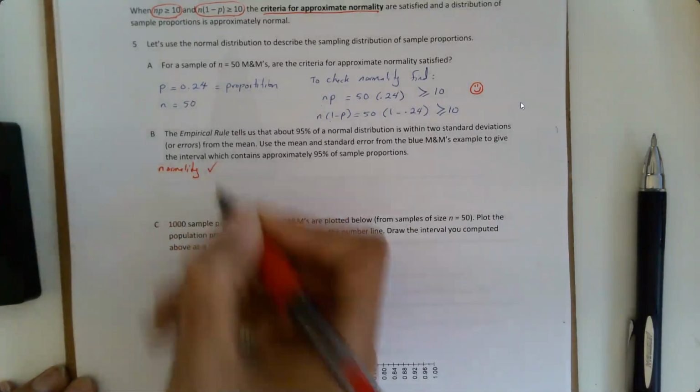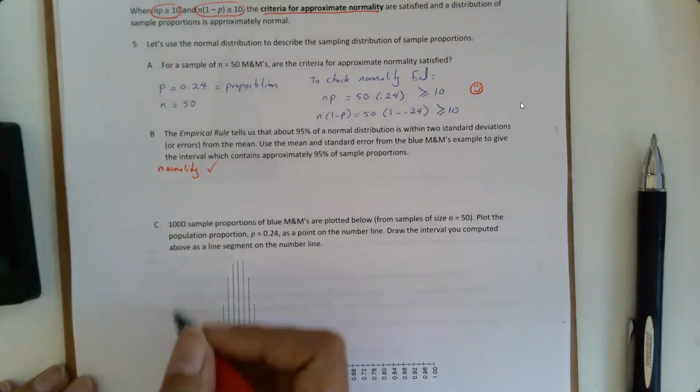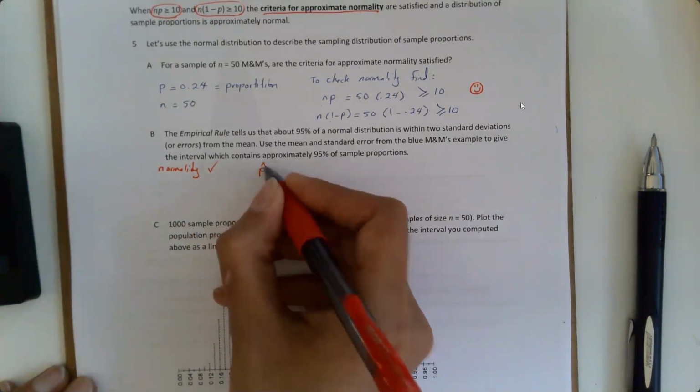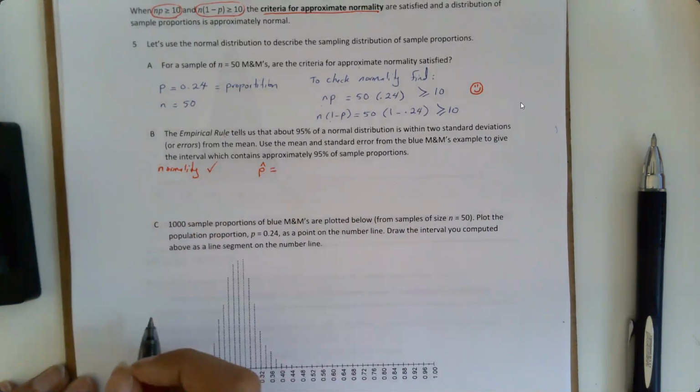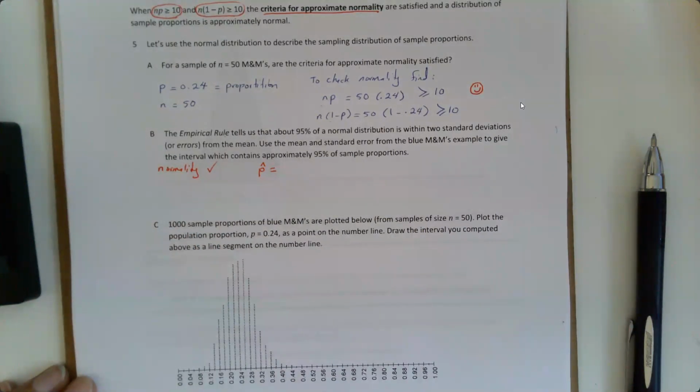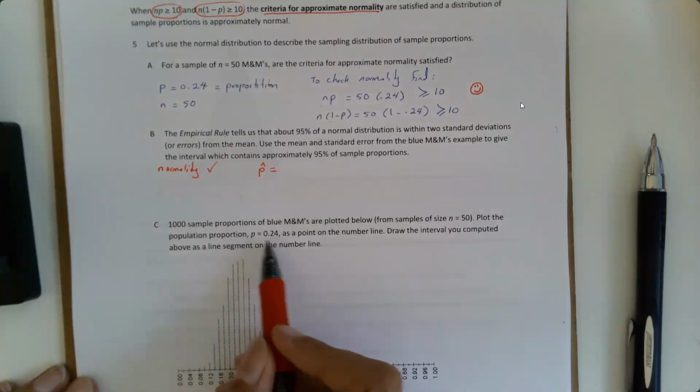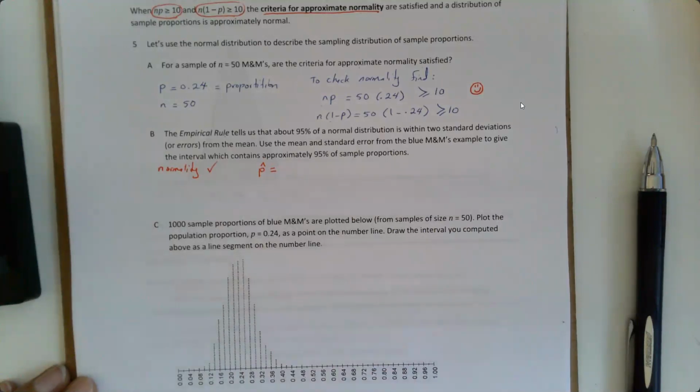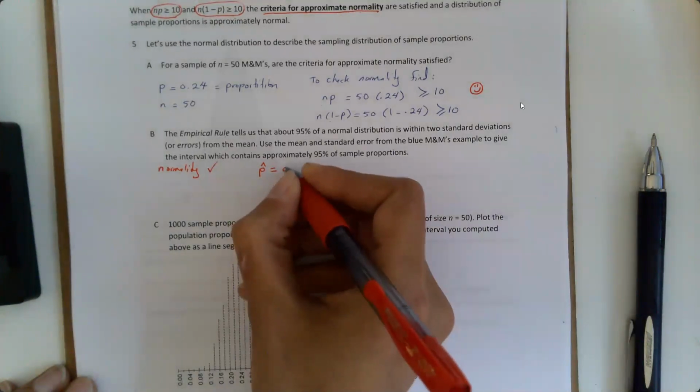Normality is checked. The next one, we need to find P hat. Okay, so you might say, hey, since I don't have P hat, what should I do here? The only thing given to me is P equals 0.24. So in this case, instead of using P hat, we're going to use just 0.24.